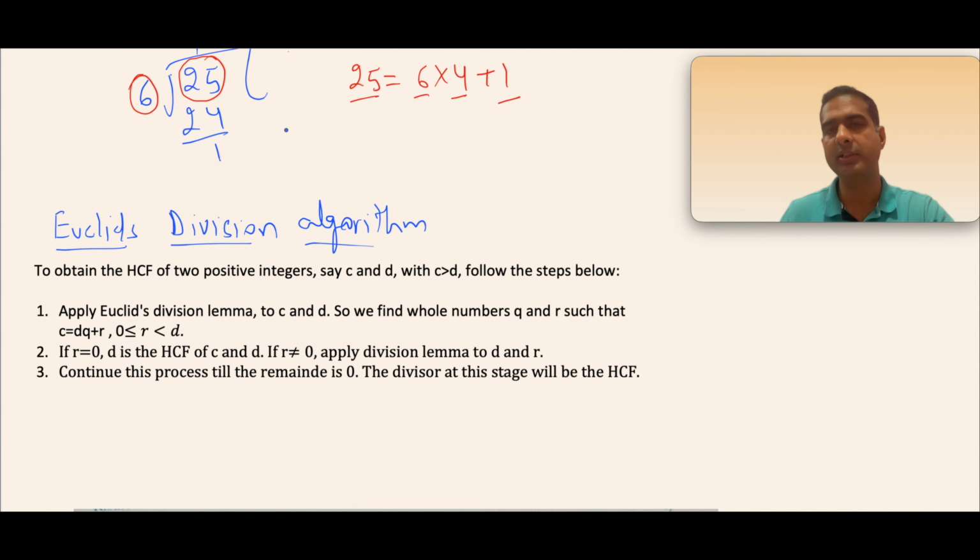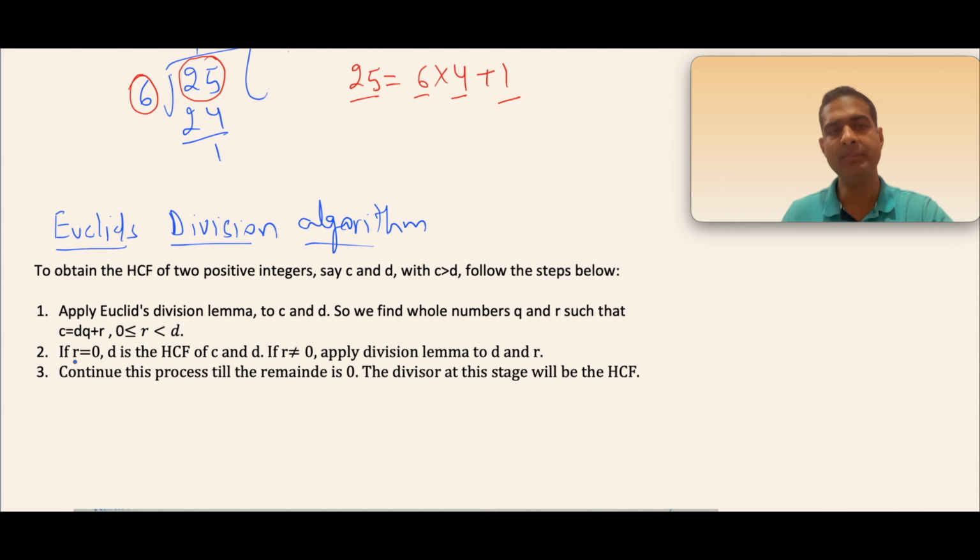So whatever we studied above, we have to apply that division lemma to c and d, so that we can find two whole numbers q and r, such that c is equal to dq plus r, where 0 is less than or equal to r is less than d. So this is the same thing, Euclid's division lemma.